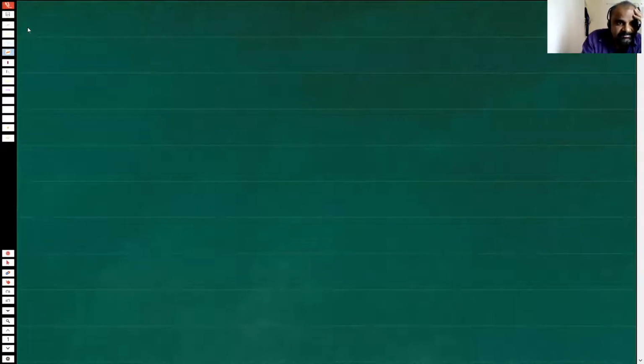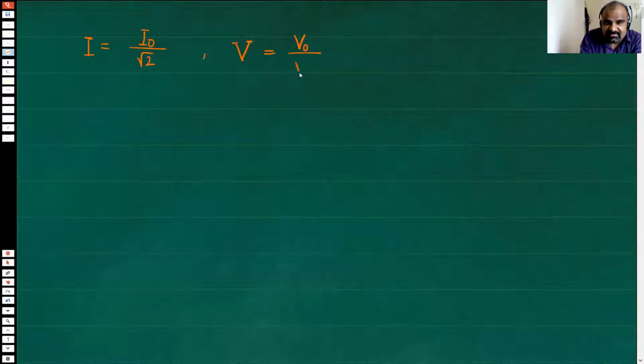So yesterday in AC chapter, we had learned how to find RMS values. Now we will be dealing with only sinusoidal AC. So for us, RMS current will be equal to peak current divided by √2. RMS voltage will be equal to peak voltage divided by √2.